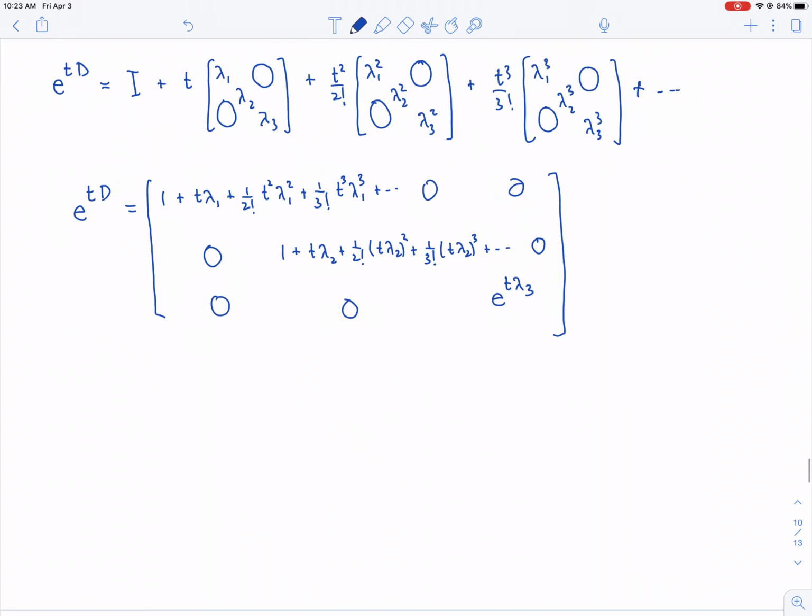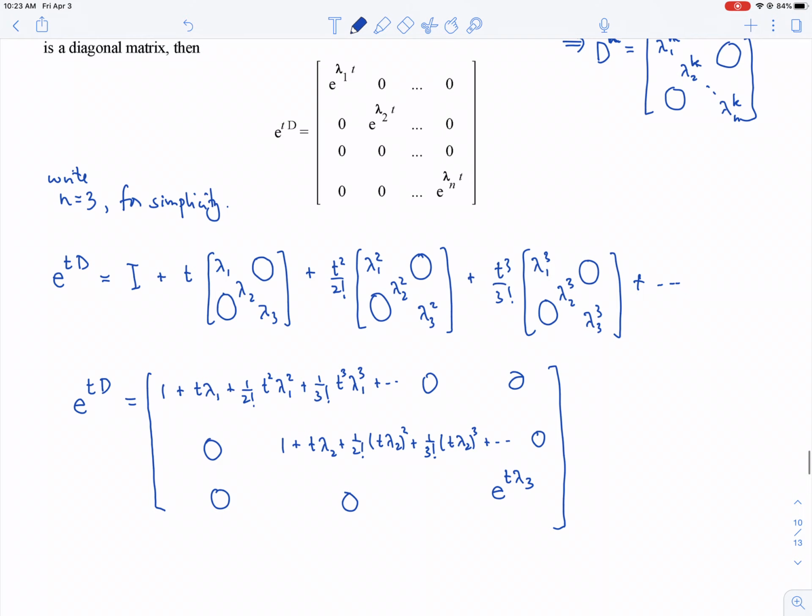And so, as we were trying to show, our final 3 by 3 matrix is the diagonal matrix with the exponentials e to the lambda j t on the diagonal and zeros everywhere else.